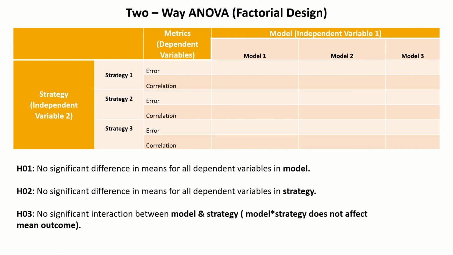Now for a two-way ANOVA, we traditionally have three null hypotheses. The first is that the means in performance metrics across the three models would be the same, or that there would be no significant difference for all dependent variables between the three models. The second null hypothesis is that the mean performance metrics across the three strategies would be the same. And the third null hypothesis is that there will not be a significant interaction between model and strategy, meaning that these two independent variables do not affect the overall mean outcome of the experiment.